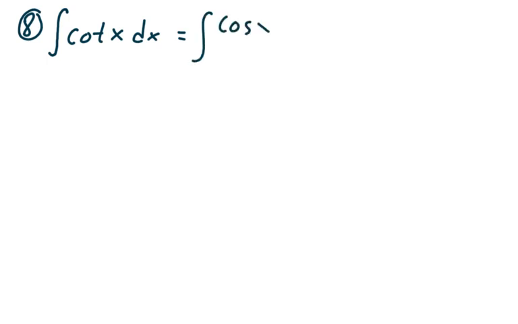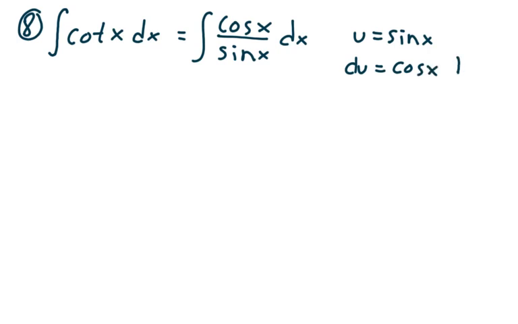So let's take a look at number 8. The integral of cotangent x dx. Now, we can reason it in much the same way. This is the integral of cosine x over sine of x dx. And I'm going to let u be sine of x. du is cosine x dx, right?